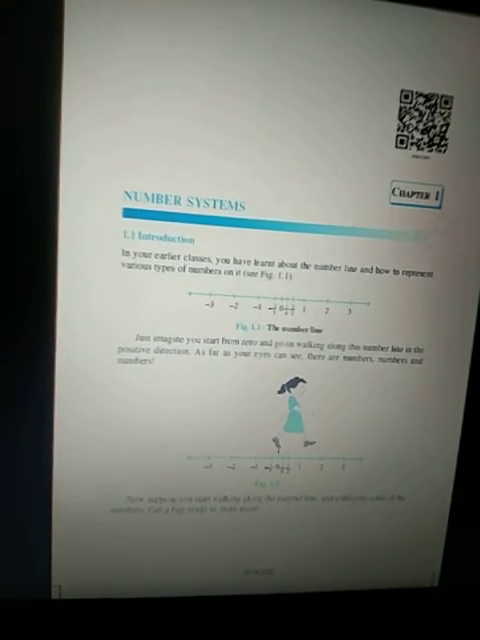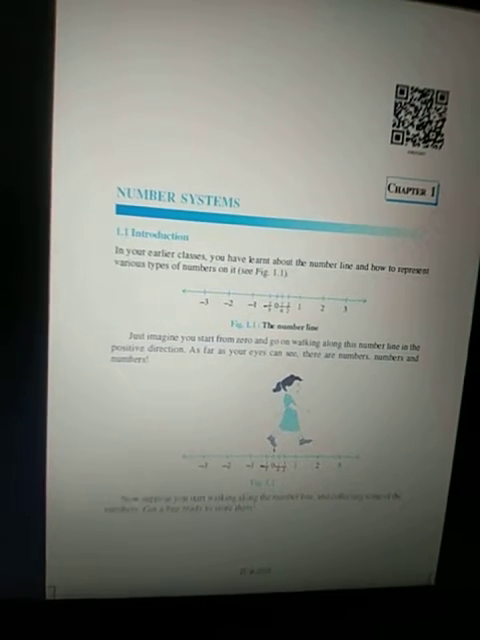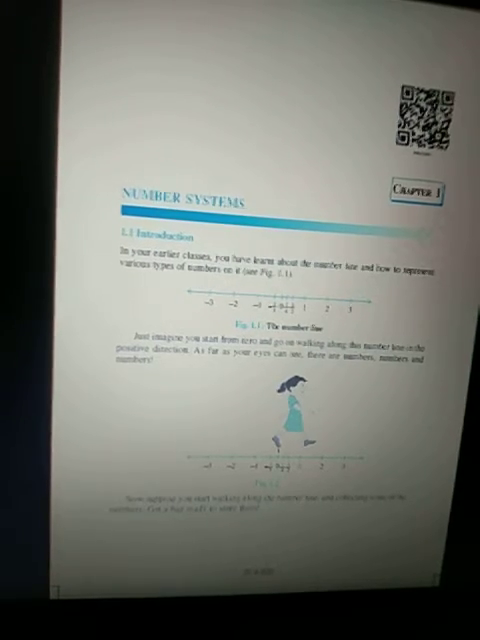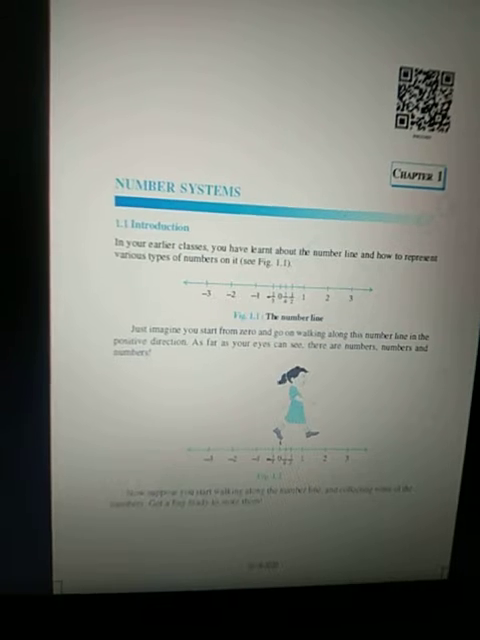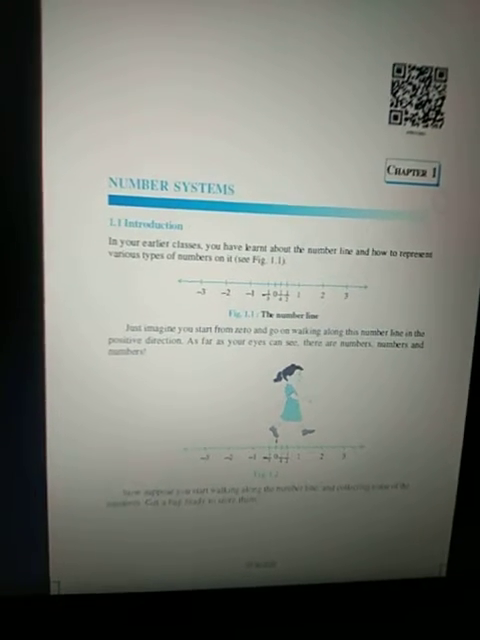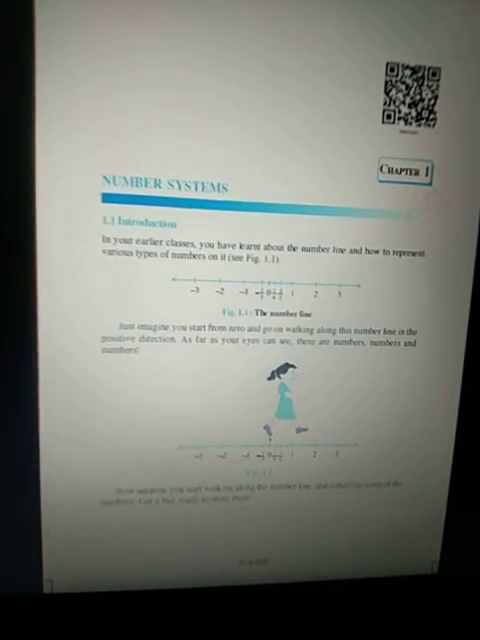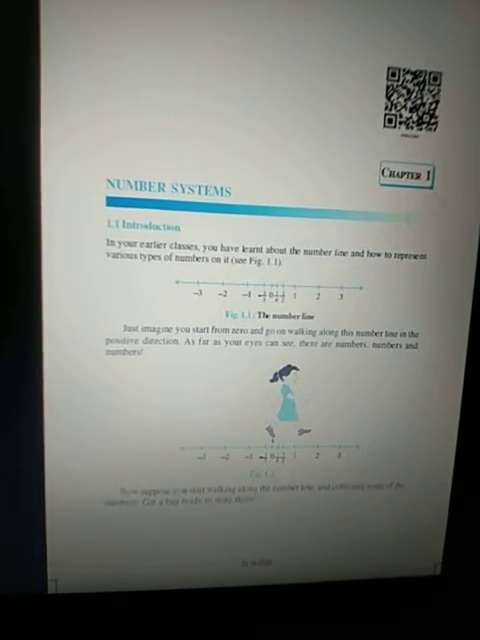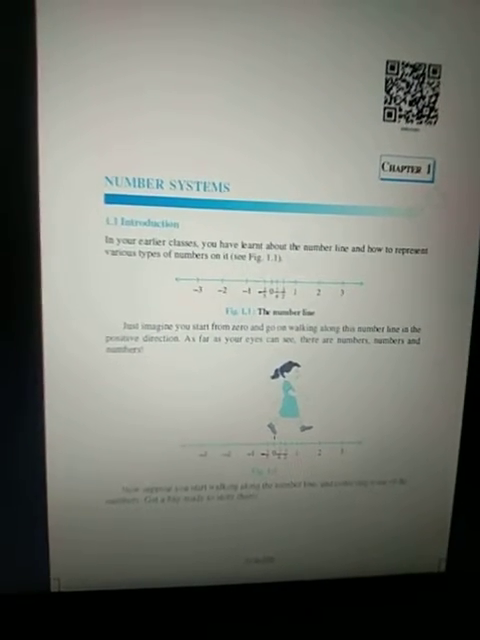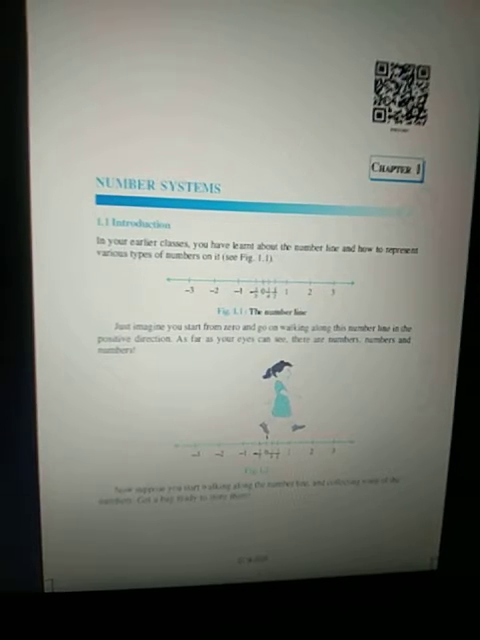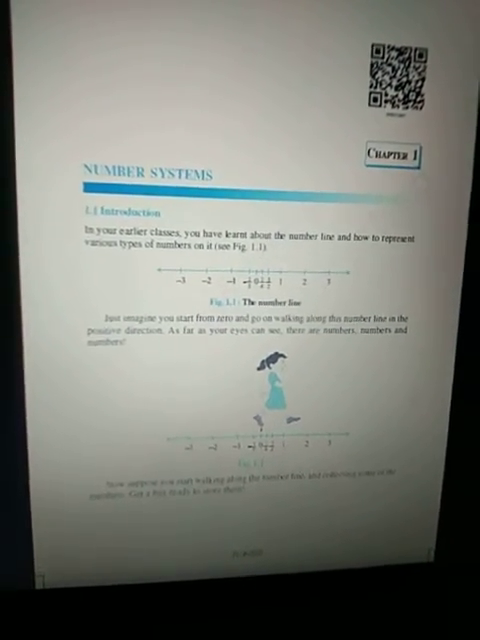Just imagine we are walking from 0 to some other unknown values, in the positive direction as well as in the negative direction. It is the number line. In the earlier classes we learned how to represent the various types of numbers on the scale. In this number systems topic, we are going to briefly see how rational and irrational numbers are marked on the number line.